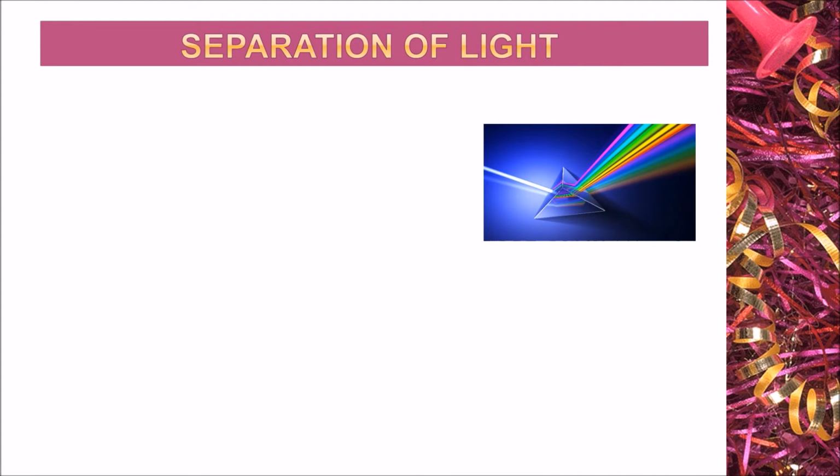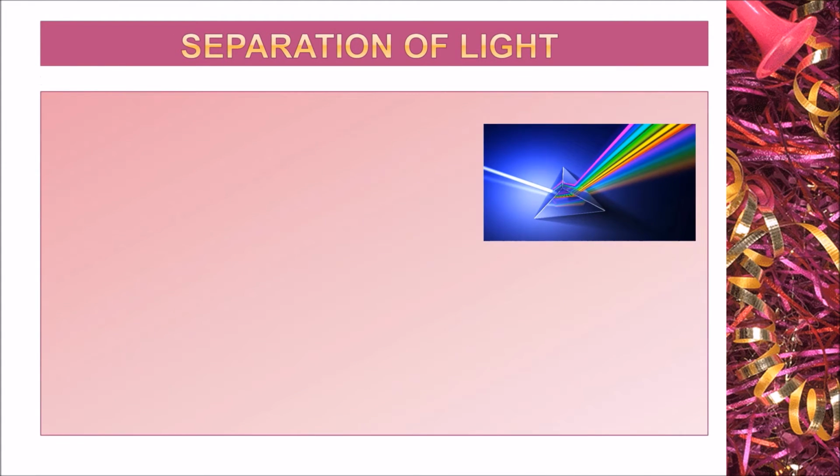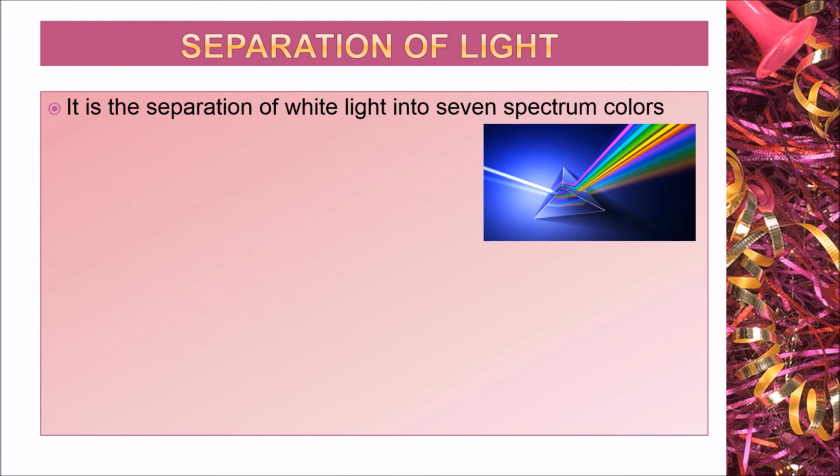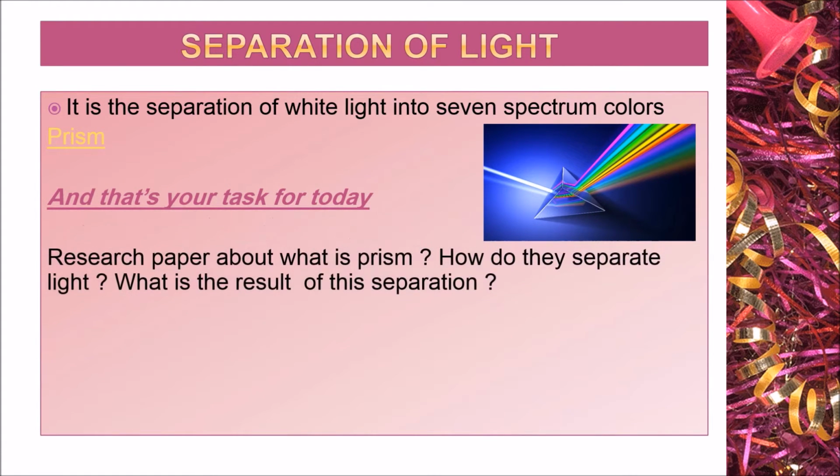Separation of light. What does it mean? It's the separation of white light into 7 spectrum colors. Now there is the word prism, and this is the task for today. I need you to make a research paper about what a prism is, how it separates light, and what is the result of this separation.